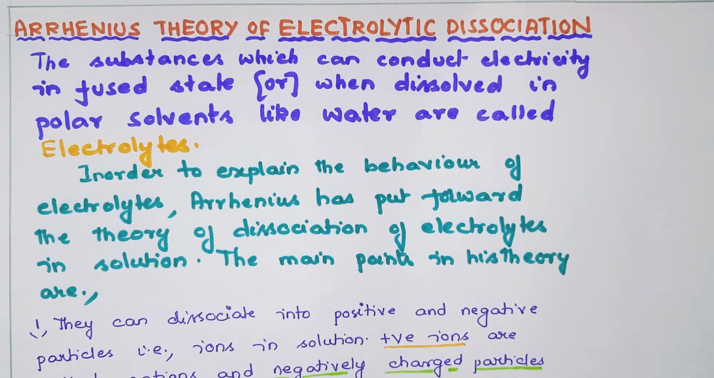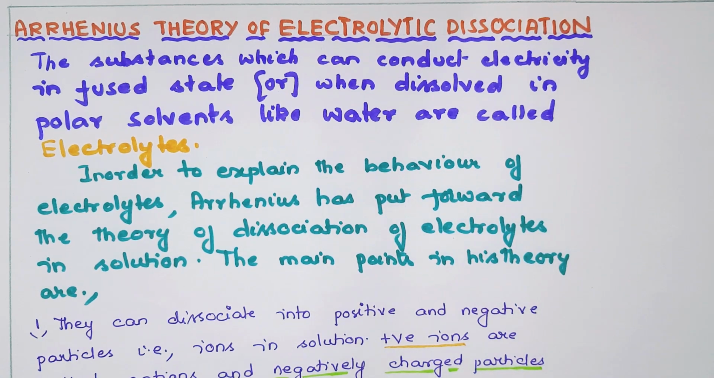Okay, so in today's video I am going to explain Arrhenius theory of electrolytic dissociation. You know, students, under which lesson is this topic? Yes, it is under electrochemistry, which is in semester 4 of B.Sc second year. Okay students, hope this video helps you. Without any delay, shall we start, students?